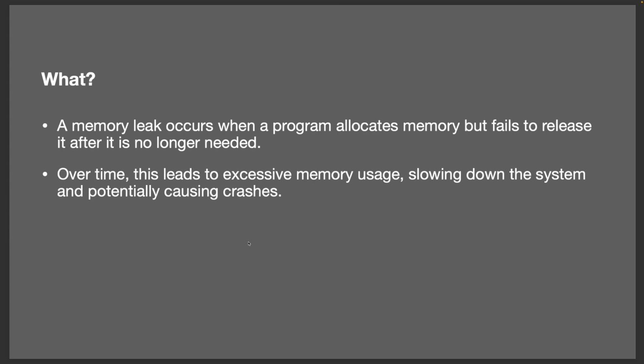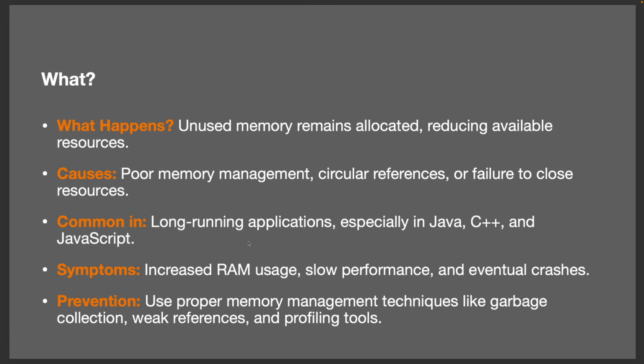So what is that? We say memory leak when you allocate some memory and not release it even after it is not needed. That causes resource problems on the application and sometimes even crashes. Memory leak reduces available memory for further processing. When you have poor memory management or fail to close resources, it occurs. It's common in long-running applications.